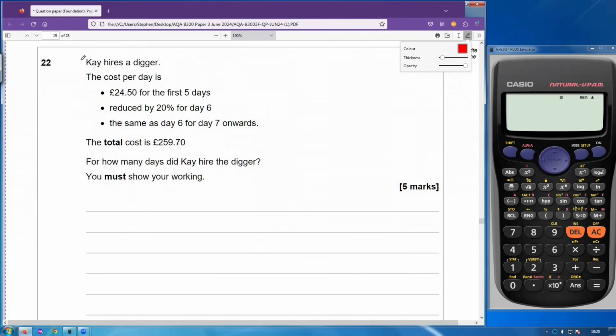Question 22. K hires a digger. The cost per day is £24.50 for the first 5 days, reduced by 20% for day 6, the same as day 6 for day 7 onwards. So, okay, 6 and onwards is 20% less. The total cost is £259.70. For how many days did K hire the digger? You must show your working.